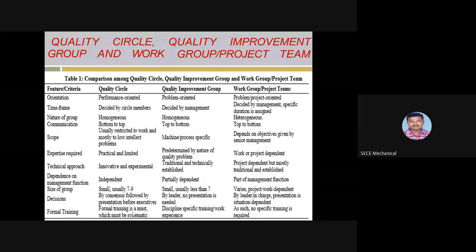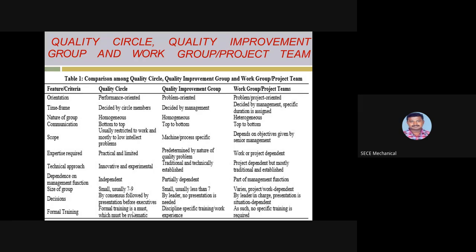Similarly, quality circle effects on individual relationships with others. Quality circles increase the respect of the supervisor for the workers, increase workers' understanding of the difficulties faced by the supervisors, and increase management respect for workers. So these are some of the potential benefits of implementing quality circles. Now the comparison among quality circle, quality improvement group, work group and project team.